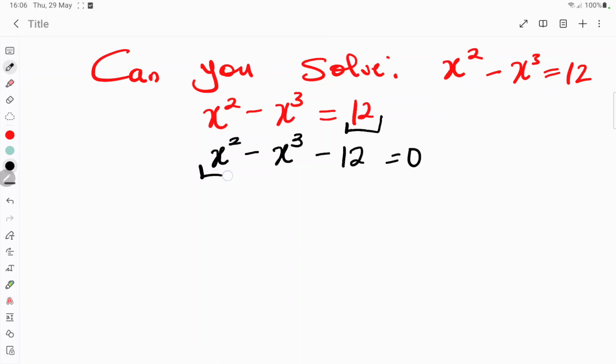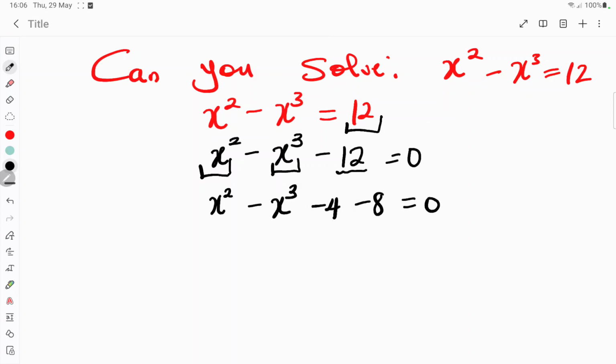But here this is a square term and this is a cubic term, so we can write 12 in terms of square and cubic terms. Just watch and see. You have x squared minus x to the power 3 minus 4 minus 8 is equal to 0. Remember, minus 4 minus 8 is actually minus 12.